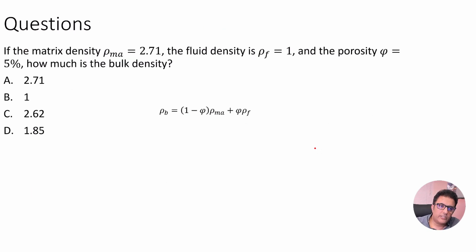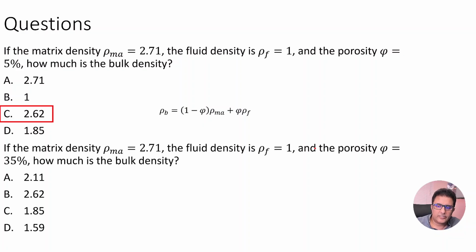Now, just let me ask you a question. Assume that the matrix density is 2.71, fluid density is 1, and the porosity is 5%. How much is the bulk density? So you should use this equation. Yes, in that case, the bulk density is 2.62.